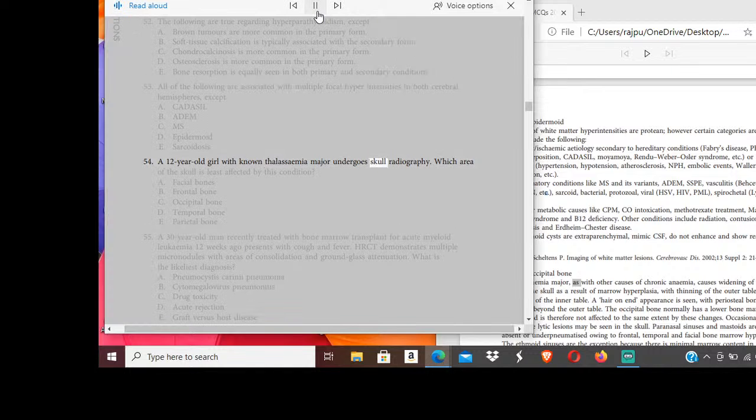A patient with thalassemia major undergoes skull radiography. Which area of the skull is least affected by this condition? A. Facial bones. B. Frontal bone. C. Occipital bone. D. Temporal bone. E. Parietal bone.